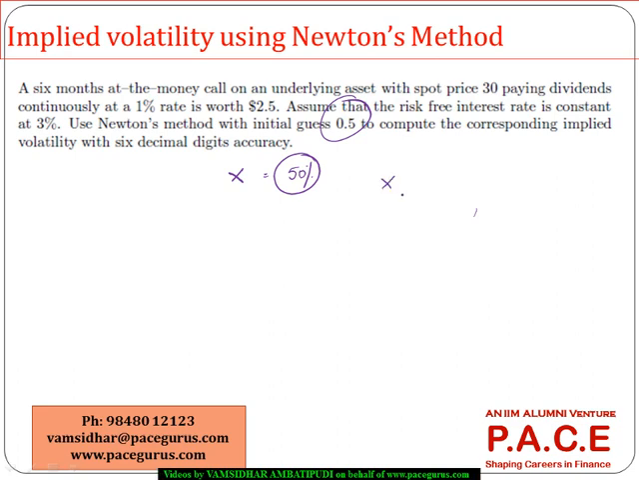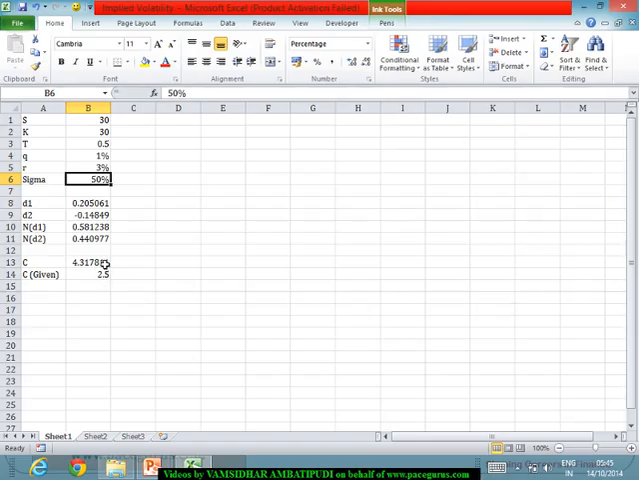As per Newton's method, if I assume that this is x0, x1 will come out as x0 minus f of x0 divided by f dash of x0. So x0 is 50%, 0.5. F of x0 we have already computed, 4.3 now. I will take 4.3 minus 2.5. So I'll call f of x whatever this has given minus 2.5.